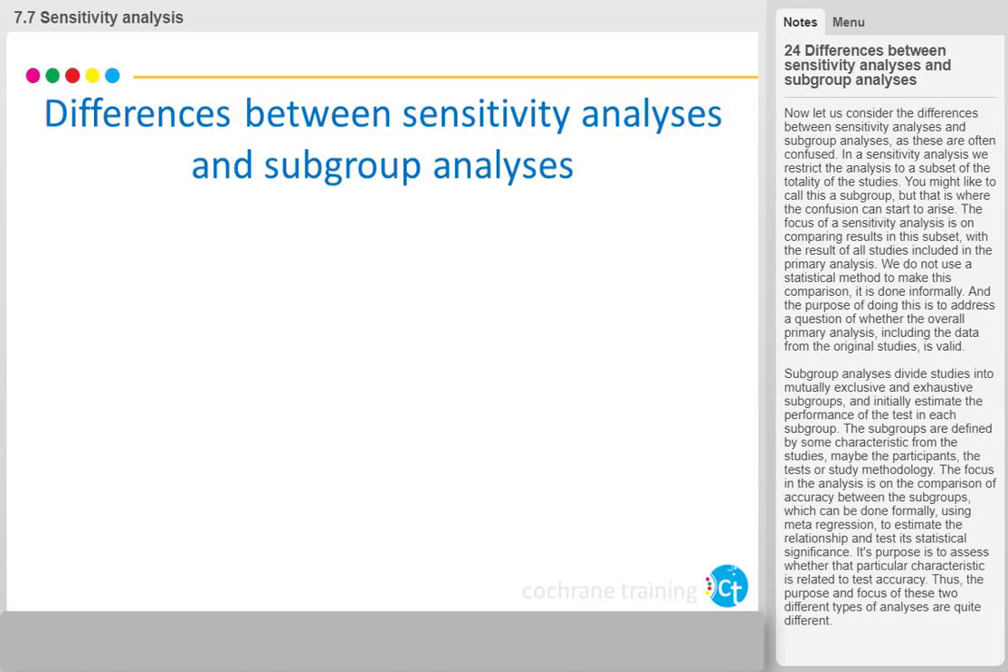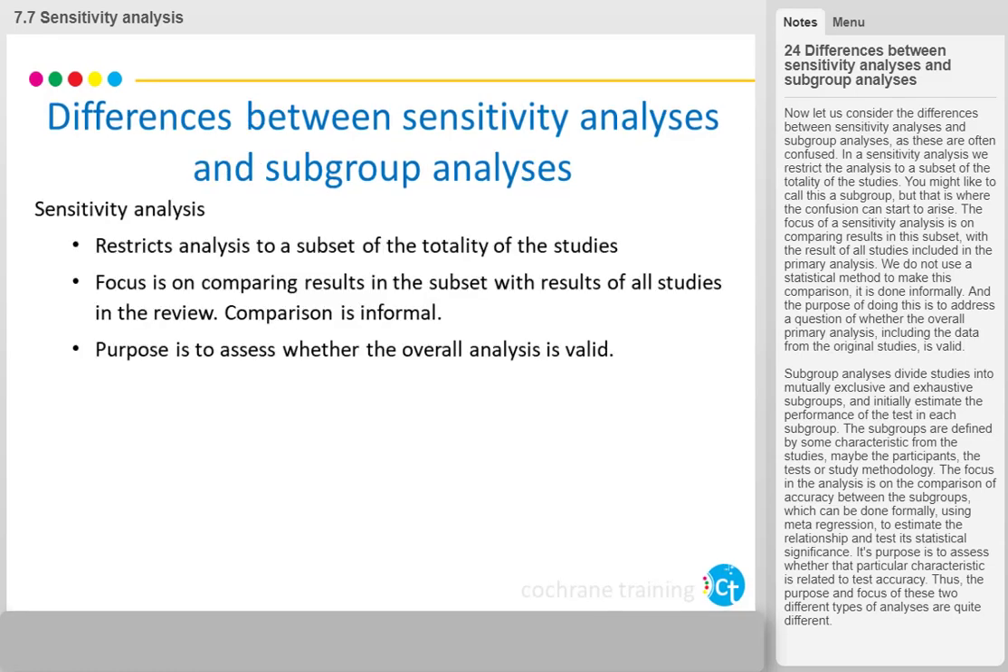Now let us consider the differences between sensitivity analyses and subgroup analyses, as these are often confused. In a sensitivity analysis, we restrict the analysis to a subset of the totality of the studies. You might like to call this a subgroup, but that is where the confusion can start to arise. The focus of a sensitivity analysis is on comparing results in this subset with the result of all studies included in the primary analysis. We do not use a statistical method to make this comparison, it is done informally. And the purpose of doing this is to address a question of whether the overall primary analysis, including data from the original studies, is valid.